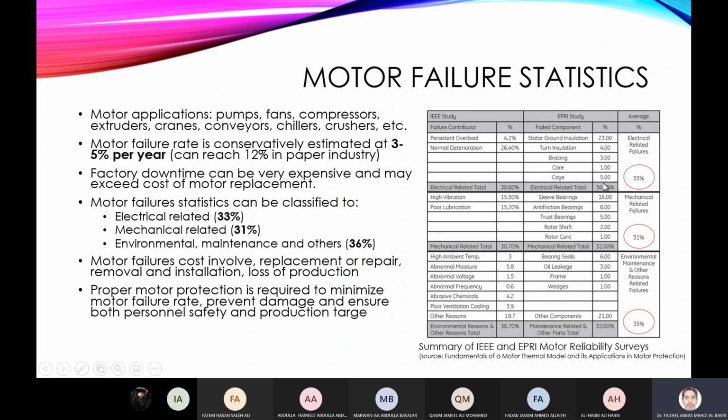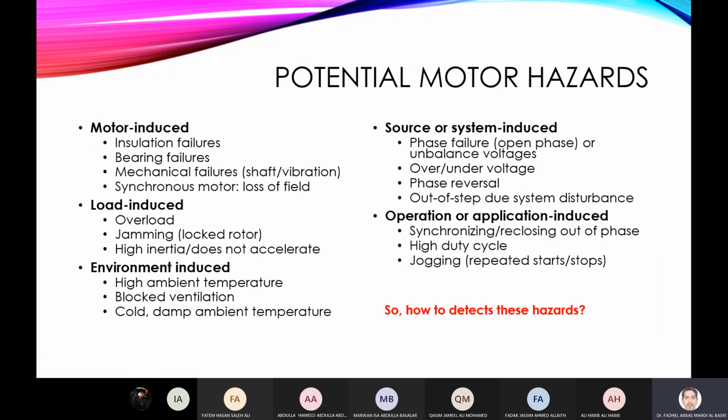So we need to know how we handle this. A proper motor protection is required to minimize those failure rates, and also to prevent damage and ensure both personal safety and production targets. To achieve the production targets, it's not only protection, we need also monitoring of the motor, so we know the healthy status condition of the motor. Now you can interrupt me should you have any question.